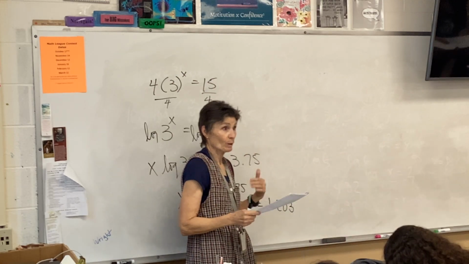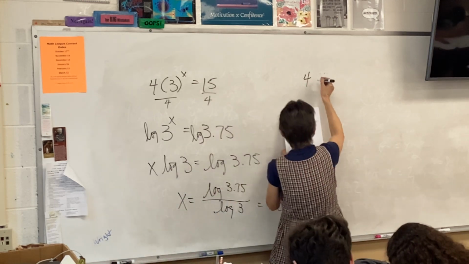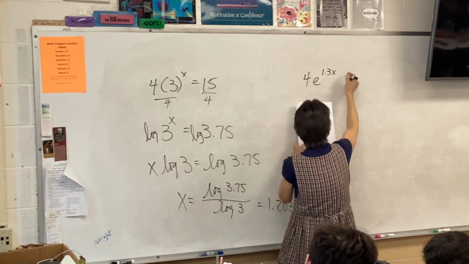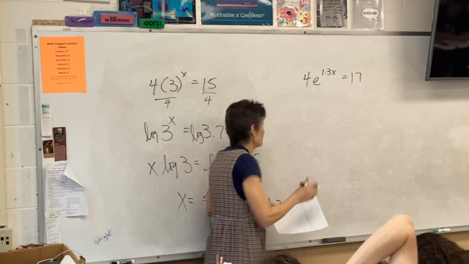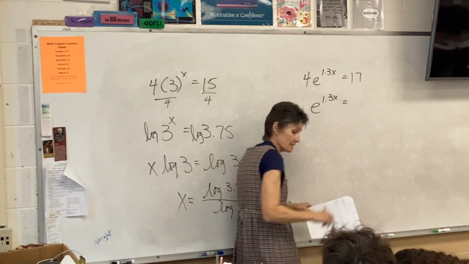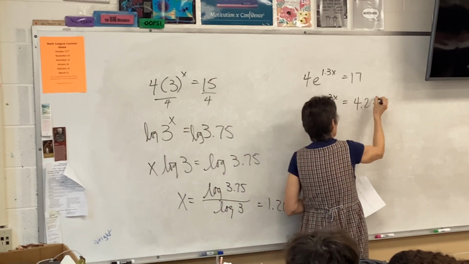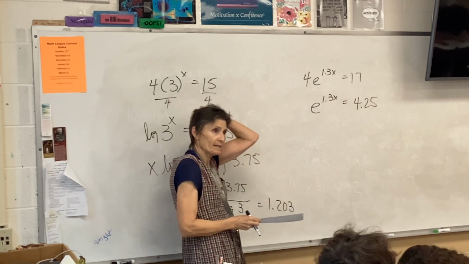Okay, now we're back to where we started today. So we've already done one that looks kind of like this. How do we start? Divide by 4. Now 17/4 is fine. If you want to write that 4.25, you can, because it does divide evenly.